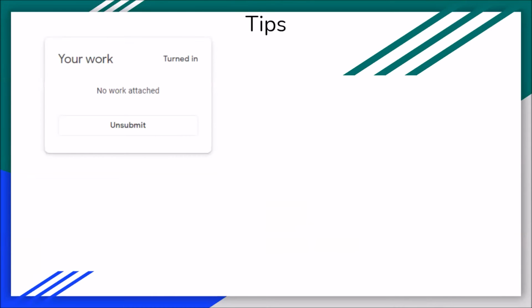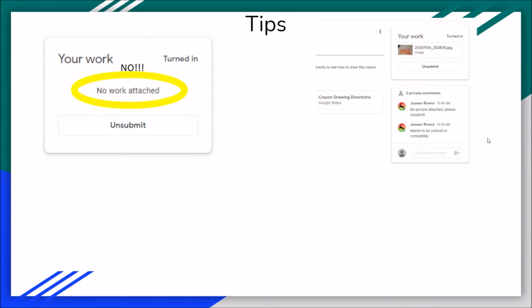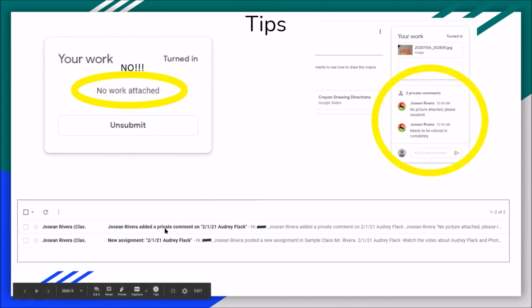Okay, so a couple tips. Please, please, please, if your screen looks like this, has no work attached, do not submit it. I do always suggest going back and checking on your assignment a couple days later. If there is any issue, I will return it and I will send you a comment telling you why. Just in case, it also shows up on your email. So if I add a comment, you're going to get an email from me telling you that I added a comment. So please make sure you're checking emails. Please make sure you're checking comments. And please make sure that you attach a picture to your work or to your assignment.